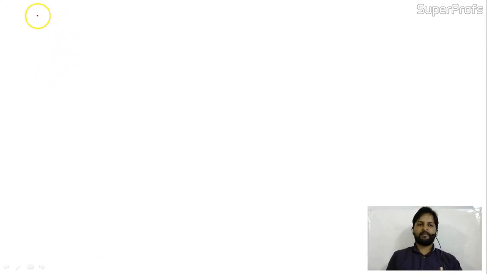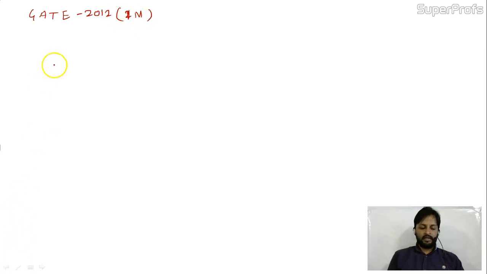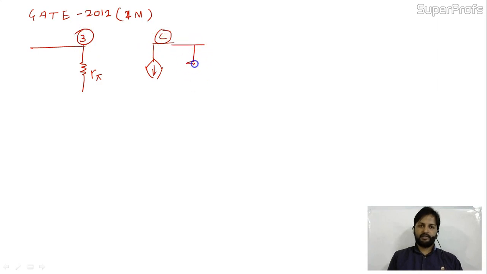It's also a very interesting problem, and this is a GATE 2012 problem. Okay, and it's a 1 mark problem. The problem is that the equivalent circuit of a transistor is drawn. This is R pi, we have seen, right? This is collector, this is base, and into the collector R0 is also connected with this current source, like this, and it's like this.